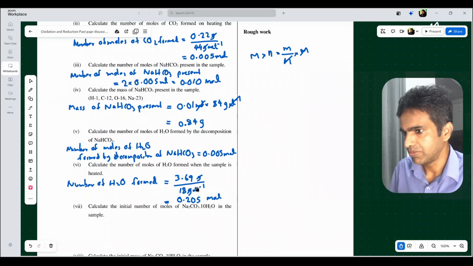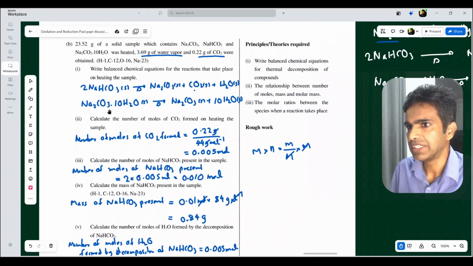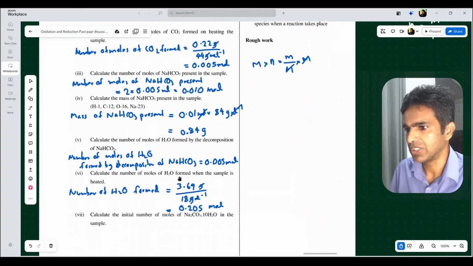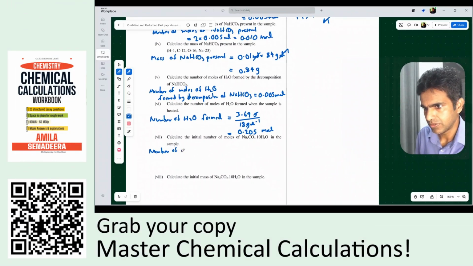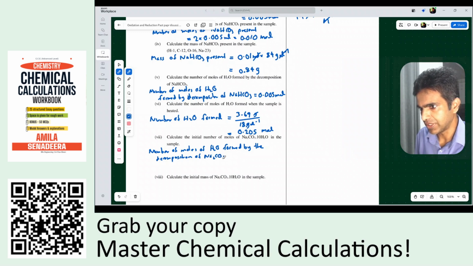But from that amount, 0.005 moles were produced from the thermal decomposition of sodium bicarbonate. So the rest is formed by the thermal decomposition of sodium carbonate. So we can calculate number of moles of water vapor formed by the decomposition of hydrate of sodium carbonate.